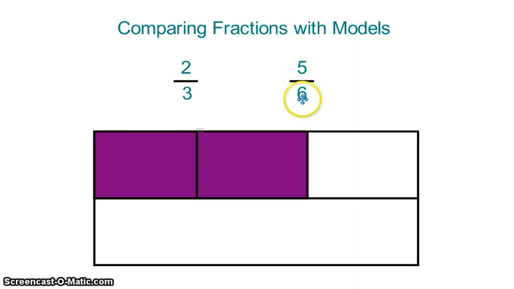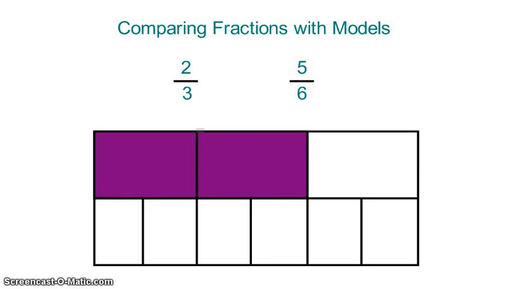For 5/6, I know that my denominator is going to be different along the bottom. So if this is my whole, I'm going to need to divide it into 6 equal pieces in order to have sixths. An easy way to do this is to first divide it into thirds, like I did the top, and then divide my thirds in half again. This way I would have 6 equal pieces.